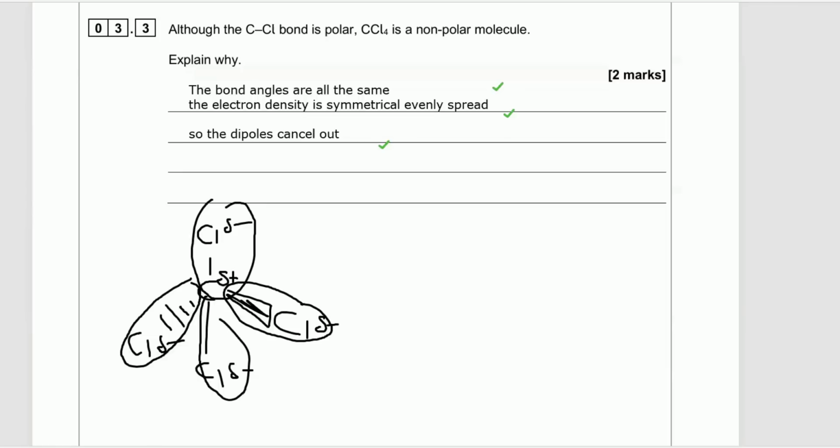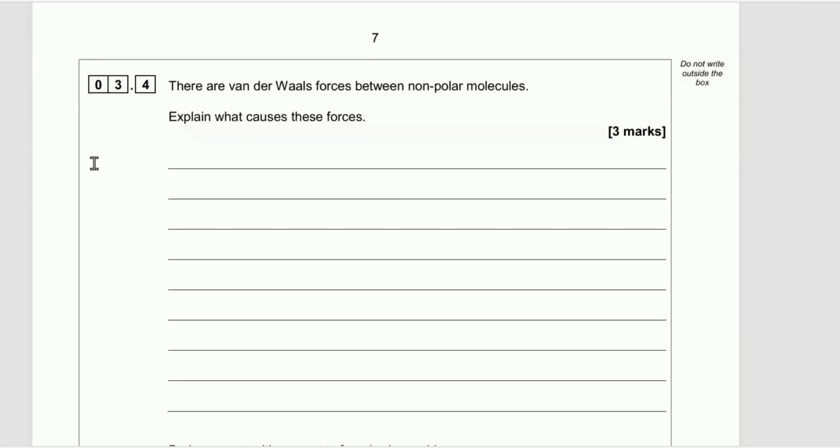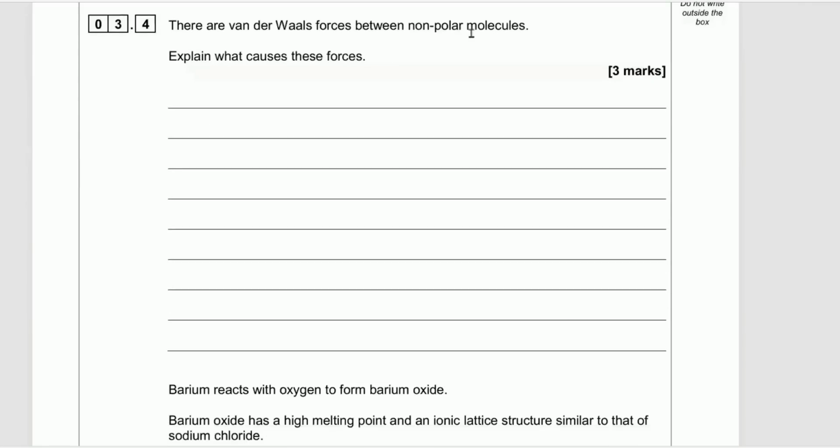Right, let's move on. There are van der Waals forces between non-polar molecules. Explain what causes these forces.